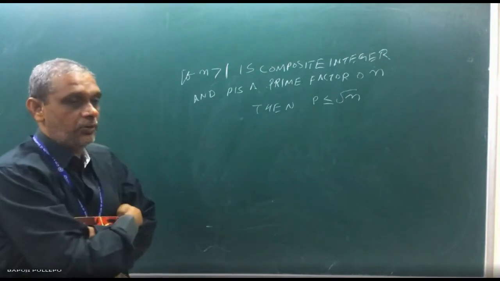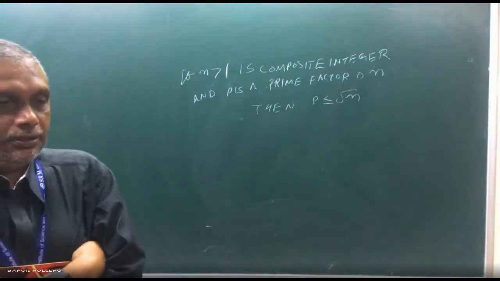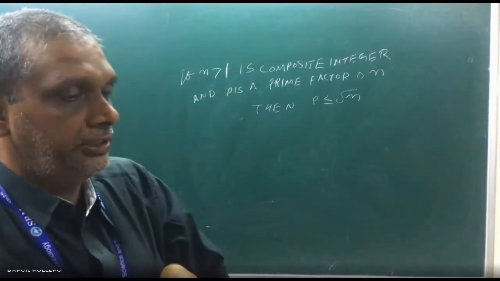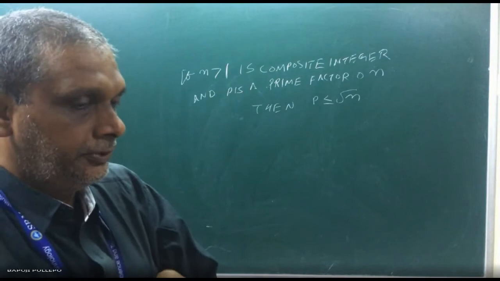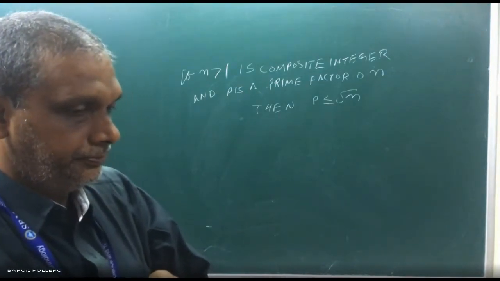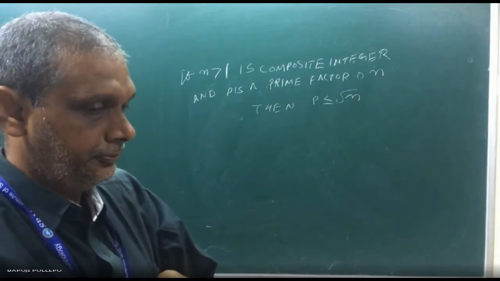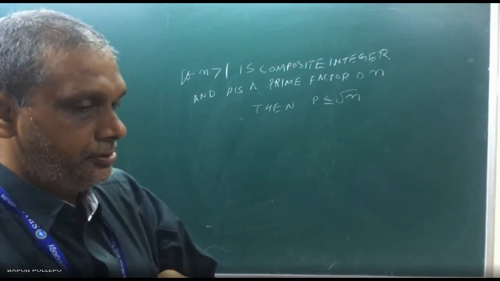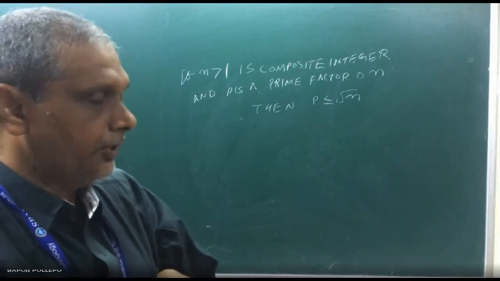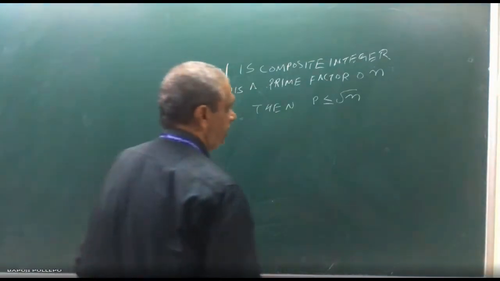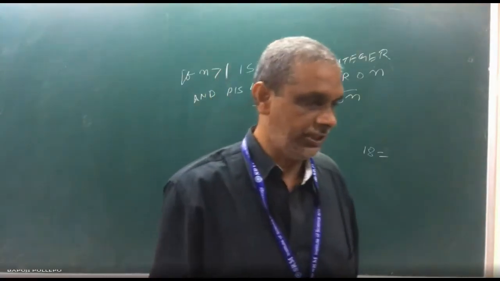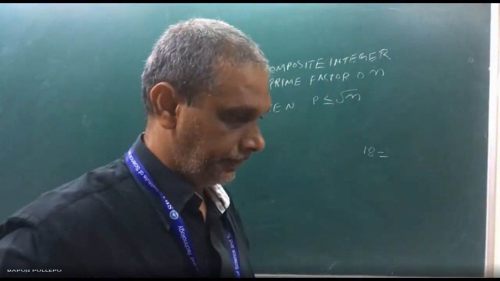Suppose you take any composite number, say 18. How can you write 18? Any composite number I can write as a product. So how can you express 18? Tell me.